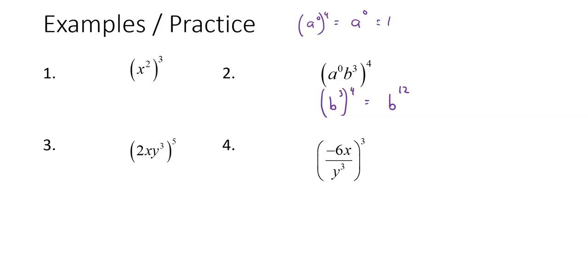All right, look at number 3. I'm going to raise everything to the 5th power. So I'm going to raise 2 to the 5th power, x to the 5th power, y cubed to the 5th power. 3 times 5 is 15. All right, last thing I do: 2 to the 5th is 32, x to the 5th, y to the 15th.